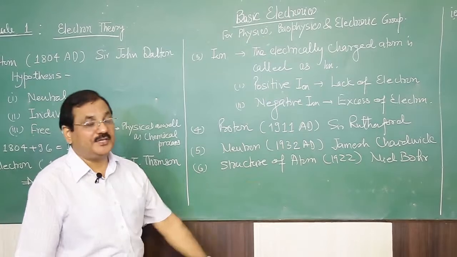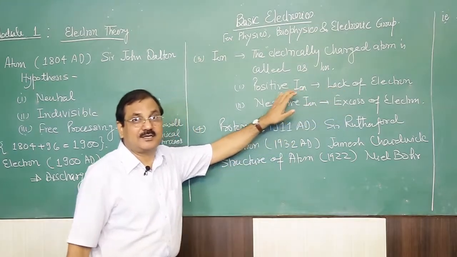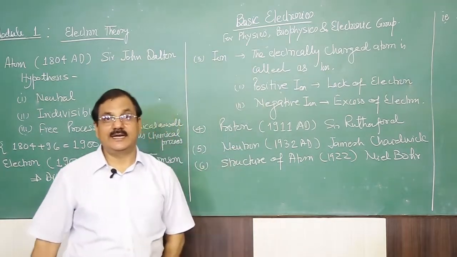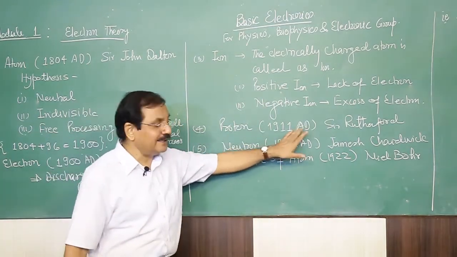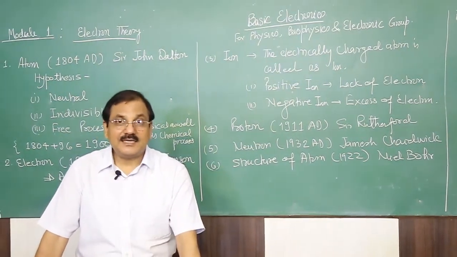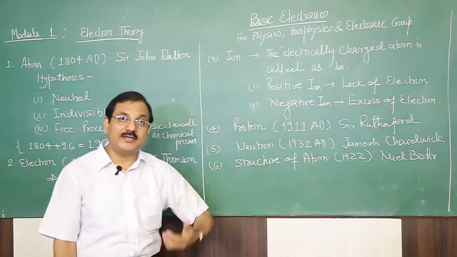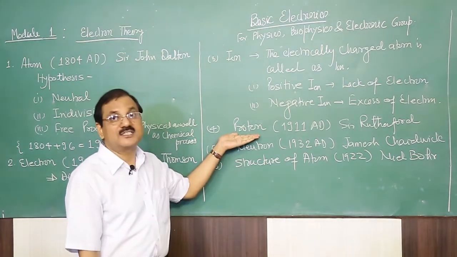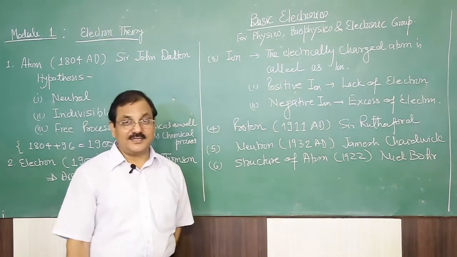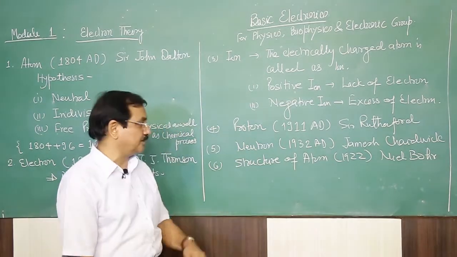There are two types of ions. One is positive, when there is a lack of electrons, and when there is an excess of electrons it is termed negative. Then in 1911 AD, Sir Rutherford, in the famous alpha scattering experiment, showed that there is a central part in the atom, that this central part is positive, and it was termed the proton. And then in 1932 Sir James Chadwick gave the name neutron.